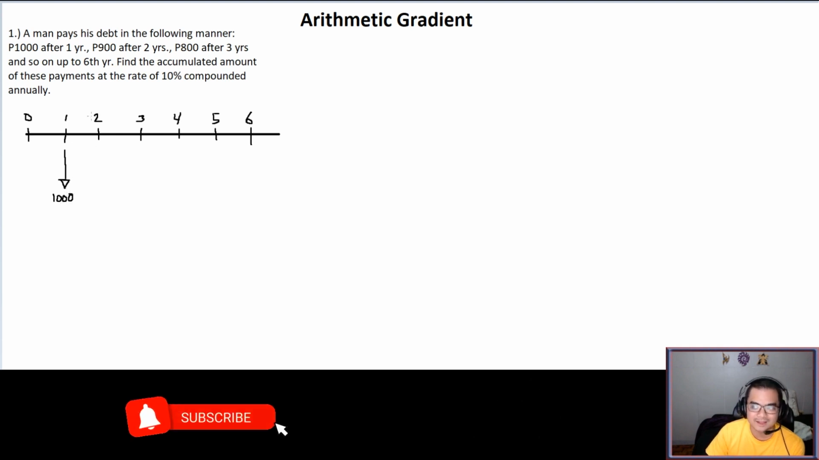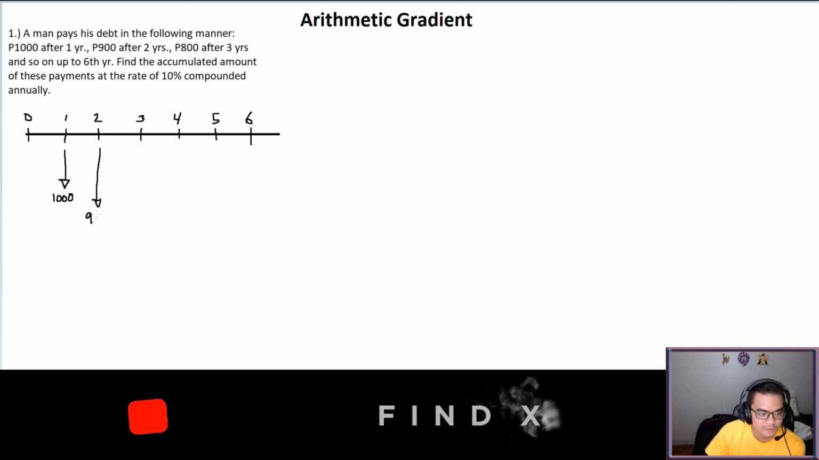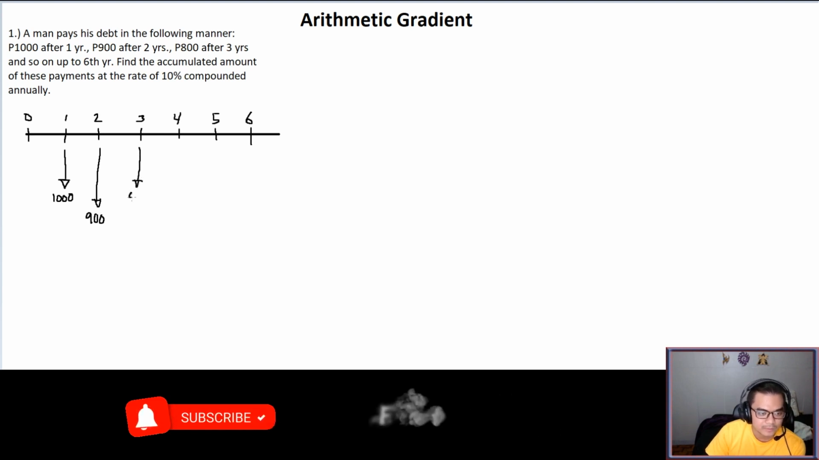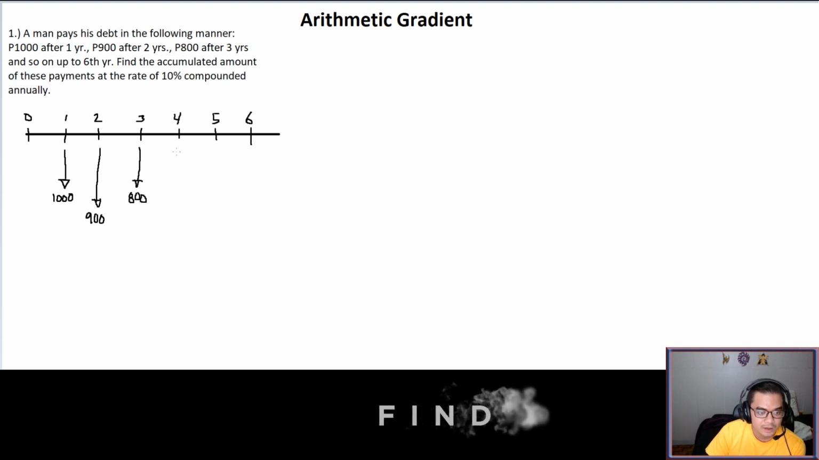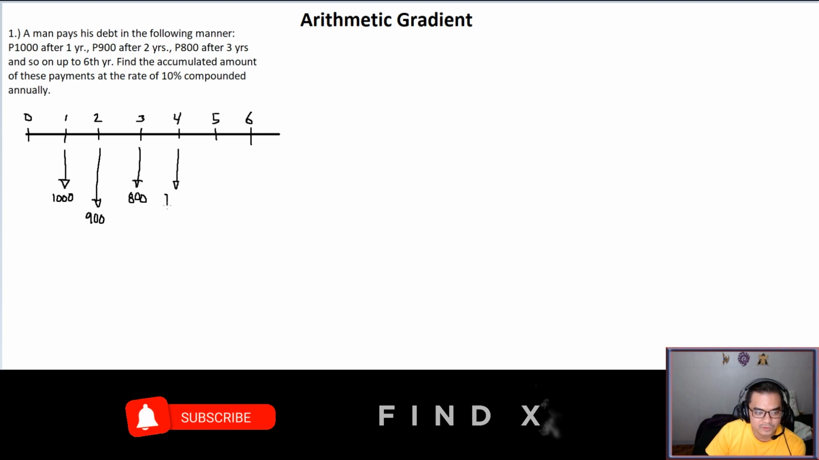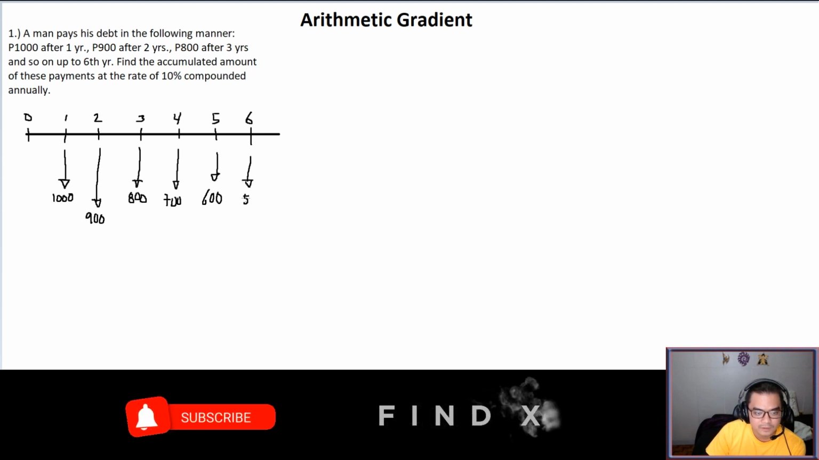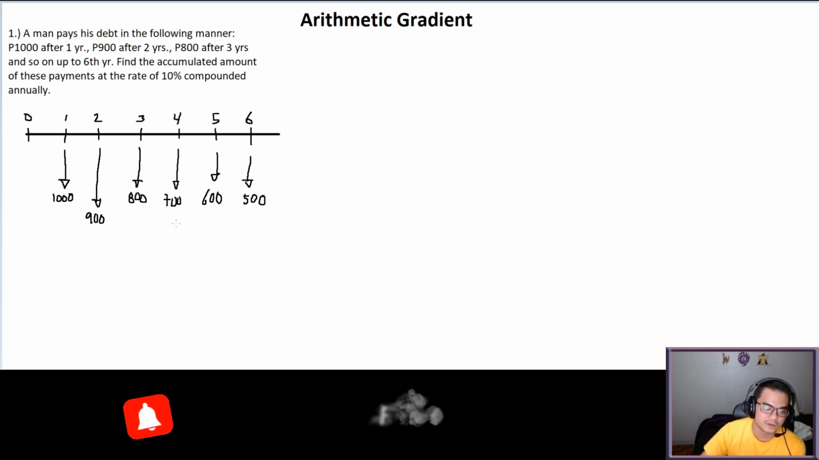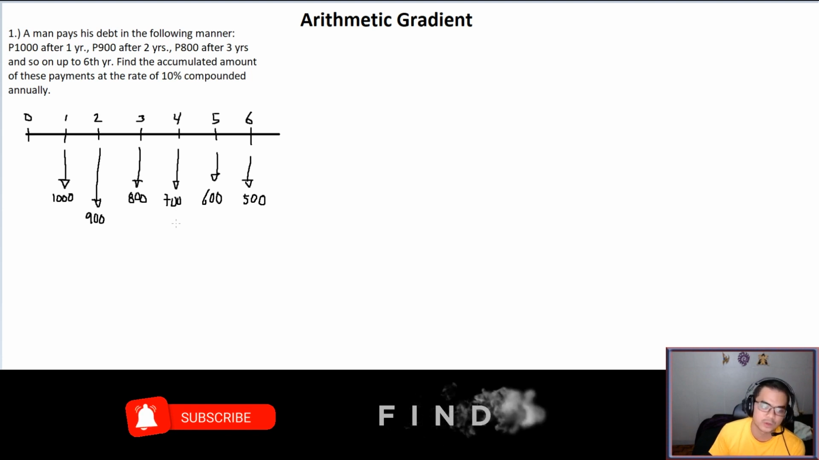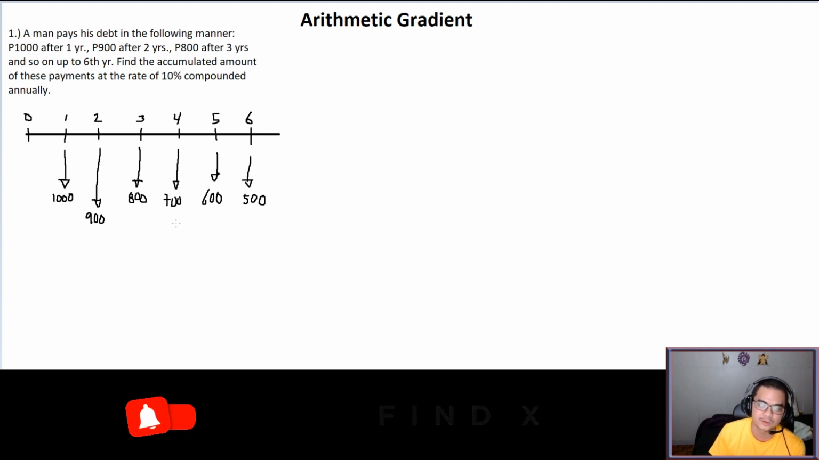And then 900 after 2 years, so we have a payment here of 900, and then for the third year, this will become 800, and of course this will become 700, then 600, and then 500. As you can see, the payment decreases by how much? By 100 pesos. That's from 1,000 to 900 to 800 to 700, and so on, up to the 6th year.